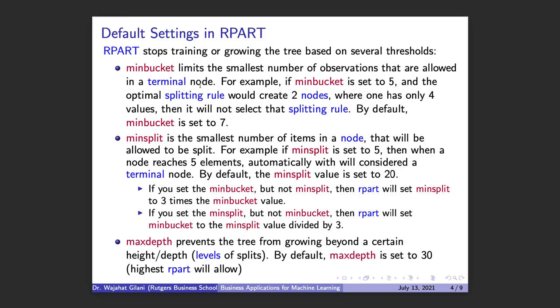Max depth is more obvious. Max depth is basically how many levels the tree is going to have. How many levels of nodes. They call this the depth or the length of the tree. The height, if you will.